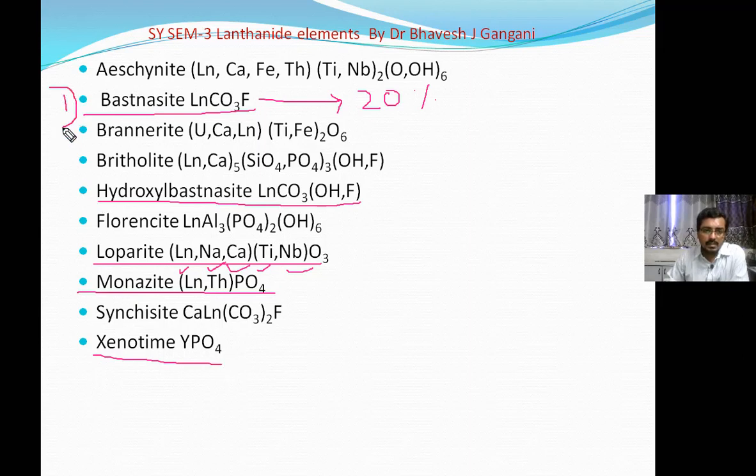First is bastnasite LnCO3F. Then second is hydroxybastnasite. Hydroxybastnasite is LnCO3 with hydroxide and fluoride. Then third is loperite. And fourth and most important is monazite. And fifth is xenotime. So these 5 you just have to put in your mind. Particularly we will study the occurrence and extraction from monazite or bastnasite.